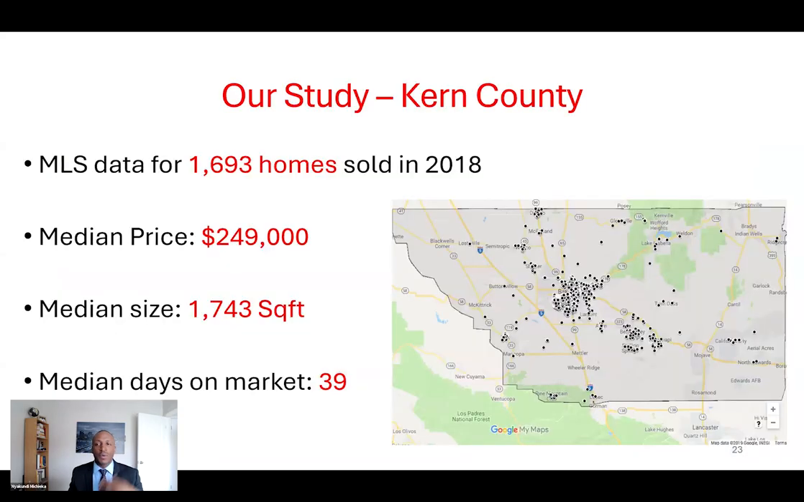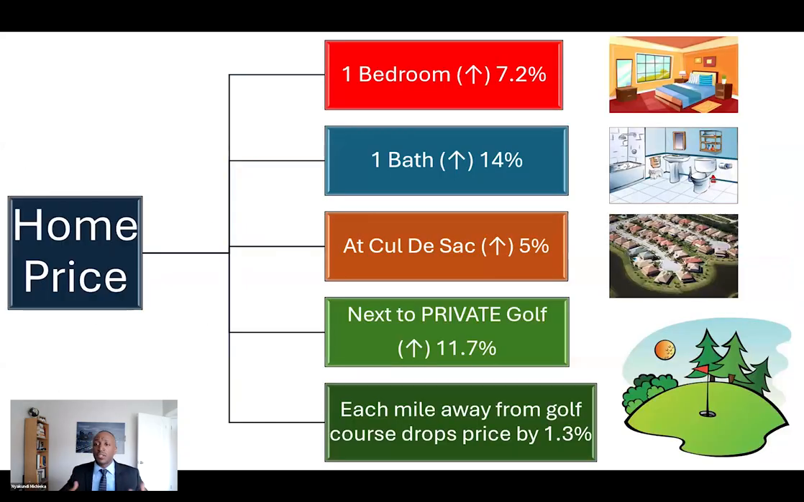Okay, let's keep it moving. So we did this study, said let's collect data. We got together with about 4 or 5 students, we collected data for about 1,700 homes. That was the median price. And on average, houses stayed on the market for about 40 days. That was in Kern County. Ran our studies, and then these are some of the results we found.